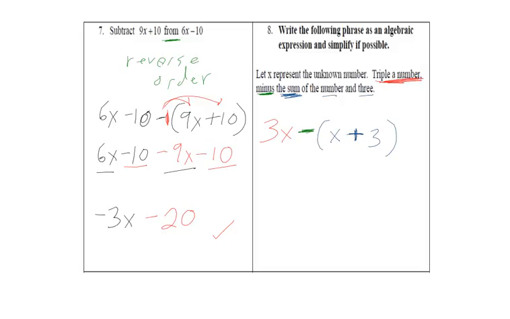Again, this negative, which is really negative 1, will distribute to x and 3. So you get negative 1x minus 3. Still have 3x waiting. And then finally, 3x minus 1x becomes 2x minus 3.